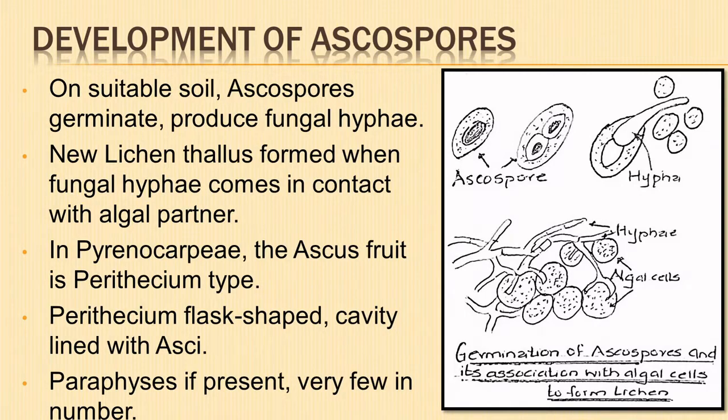So today, we have learnt in detail about different types of lichens, their internal structure, as well as certain specialized structures, their various modes of reproduction, and the structure and development of the fruiting body apothecium.